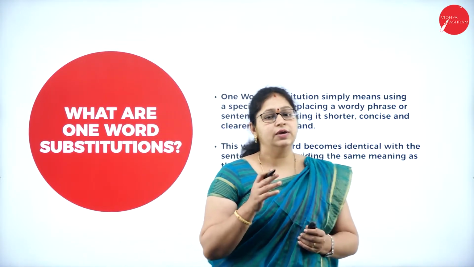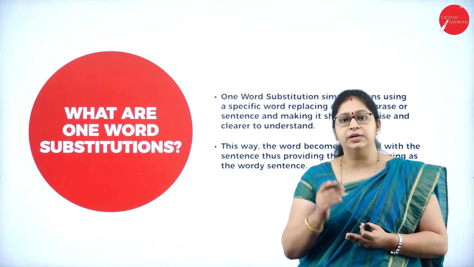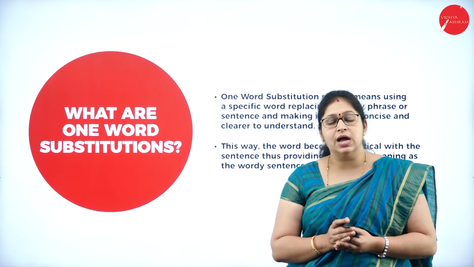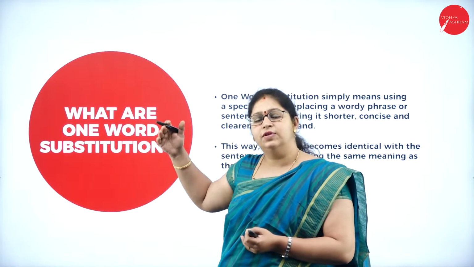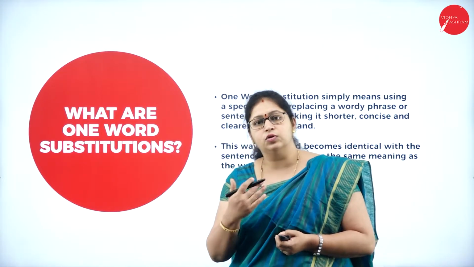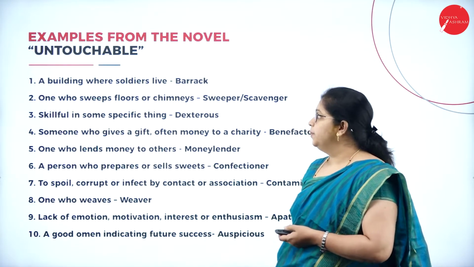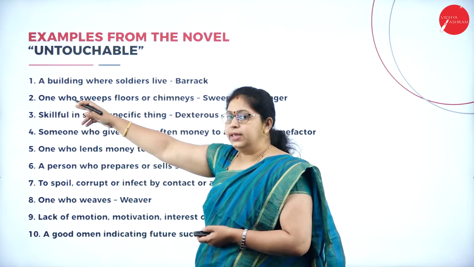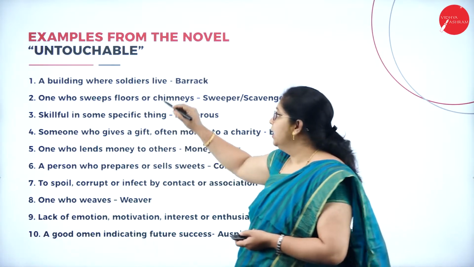And today, we will be seeing those one-word substitutions which are mentioned in your novel, Untouchable by Mulk Raj Anand. All those words I have listed here, we will be going through, we will read what is the description for those words and what those words are. Let us start. A building where soldiers live. What is it called? It is called barrack.